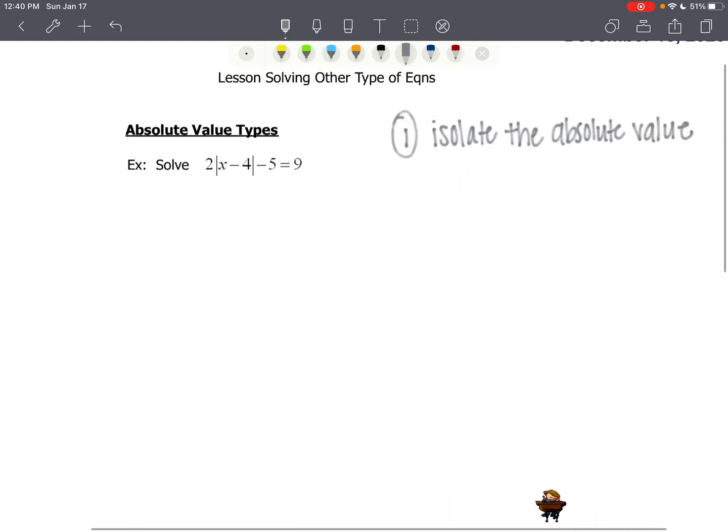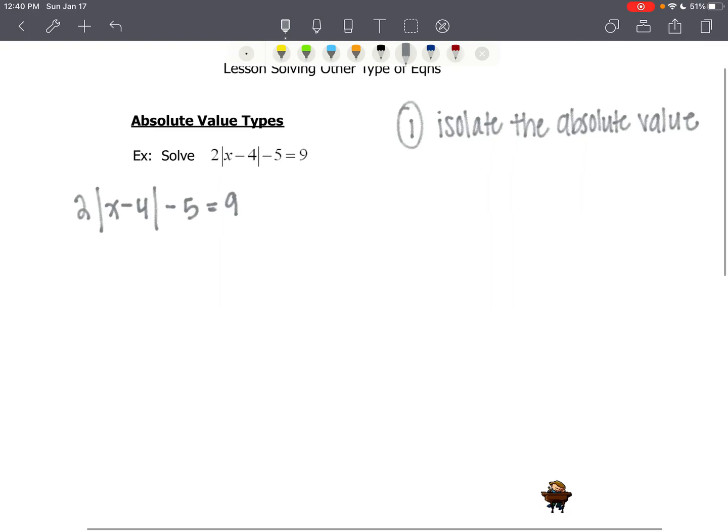So I'm going to rewrite the problem. 2 times the absolute value of x minus 4, minus 5 equals 9. When I rewrite the problem, it helps me understand the problem just a little bit better. And step 1 is saying get the absolute value all by itself. So kind of think of it as a different variable, maybe 2 times u minus 5 equals 9.